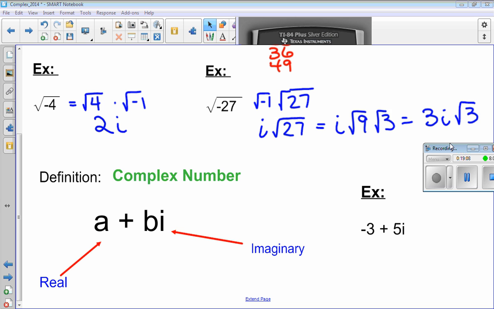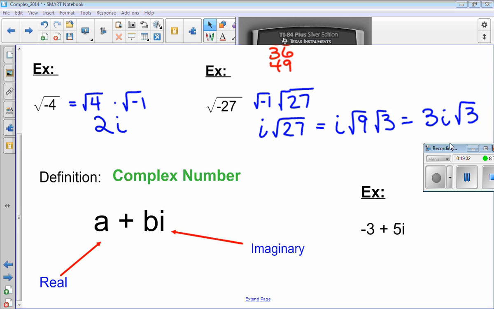It's called a complex number. The imaginary part is the part that has the i in it, and the real part is just going to be a plain old number. So for example, negative 3 plus 5i is a complex number. Is that what we just did? Well, no, what we just did, we dealt with imaginary numbers.